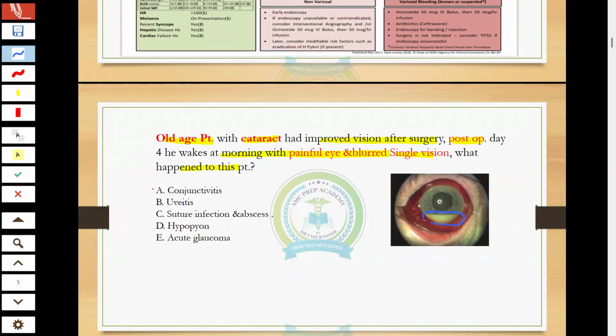Option A, conjunctivitis. Option B, uveitis. Option C, suture infection. Option D, hypopyon. Option E, acute glaucoma. And you can see the picture, what's going on. It means the majority are with D and a few with C as well.